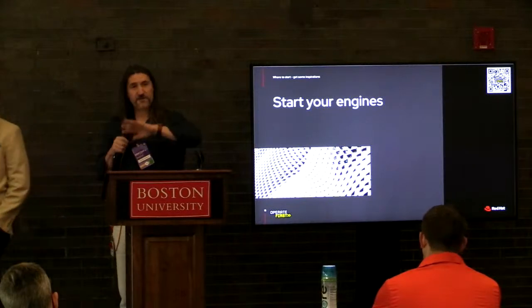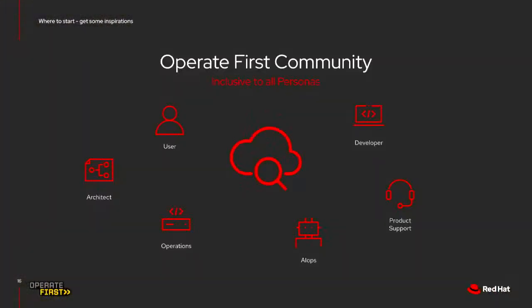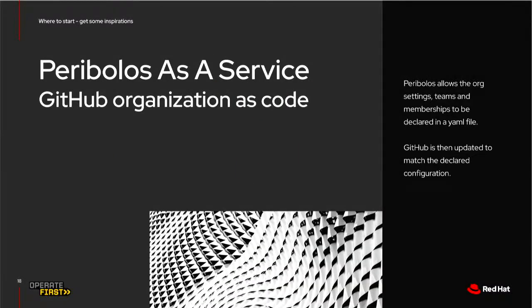So besides all this concept, everything behind it, where can I start? For this, with all these different workloads and operations and the services we have, we're including all kinds of personas. Everybody can join, and for these two examples that are coming up in the next few minutes, I'm focusing on the developer. So two examples to make. One is GitHub organization as code, permissions as a service, which is already something you can get more into.